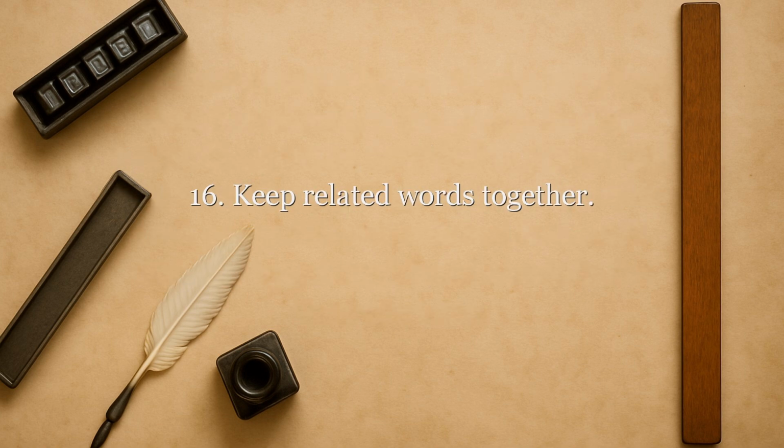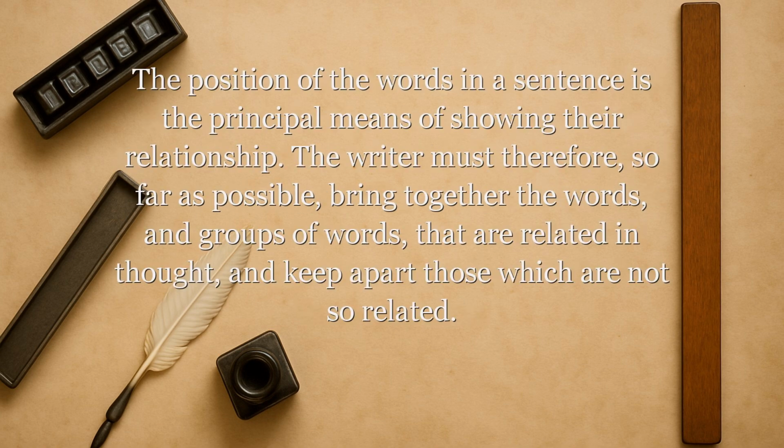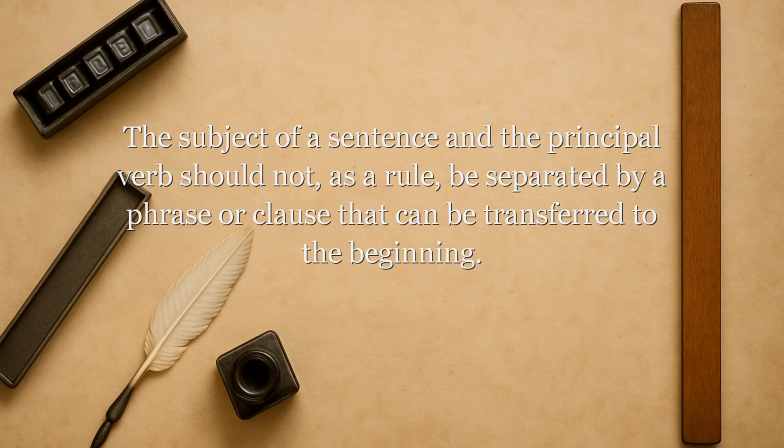16. Keep related words together. The position of the words in a sentence is the principal means of showing their relationship. The writer must therefore, so far as possible, bring together the words and groups of words that are related in thought and keep apart those which are not so related. The subject of a sentence and the principal verb should not, as a rule, be separated by a phrase or clause that can be transferred to the beginning.